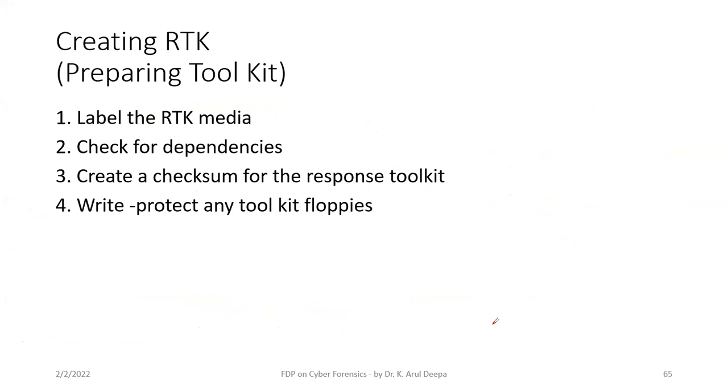And the second step of creating the RTK is preparing the toolkit. How am I going to prepare the toolkit? This actually involves 4 steps. First step is to label the response toolkit medium. You need to properly label the toolkit media. Select the media, then label it properly. The media could be a floppy disk or a CD or a pen drive or anything. This could be the response media. It must be labeled properly.